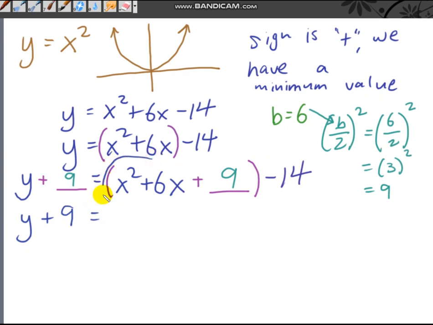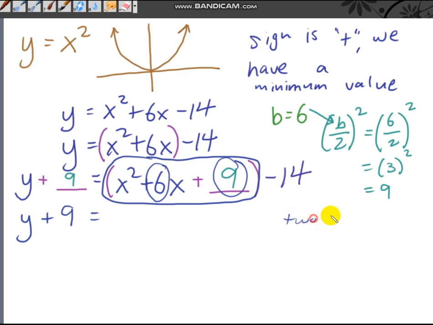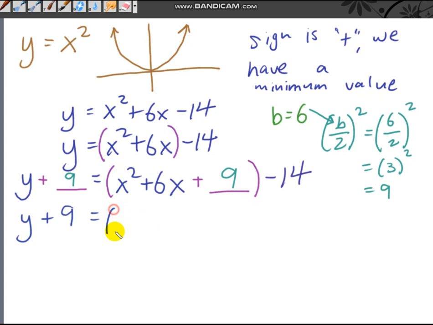Now let's look at what we have in the parentheses here. This is why factoring was kind of important. We need to find two numbers that multiply to 9 and add to 6, right? Two numbers that multiply to 9 and add to 6. Do that correctly, and you're going to realize that those two numbers give us x plus 3 times x plus 3, and then subtract 14.